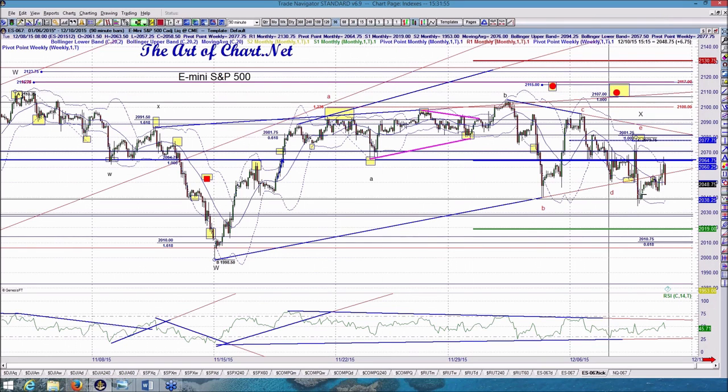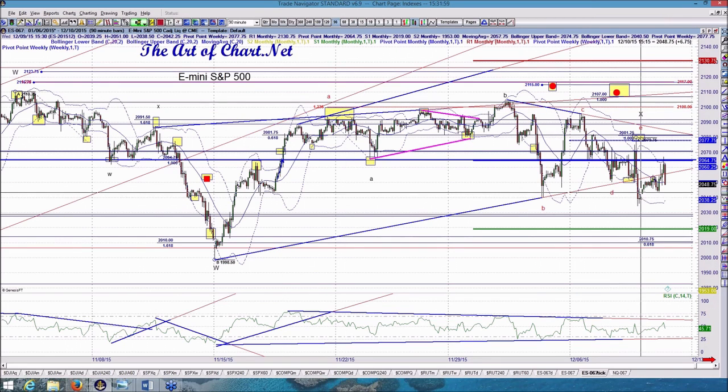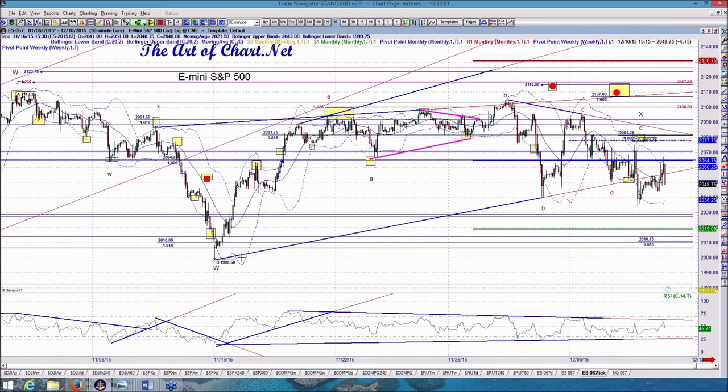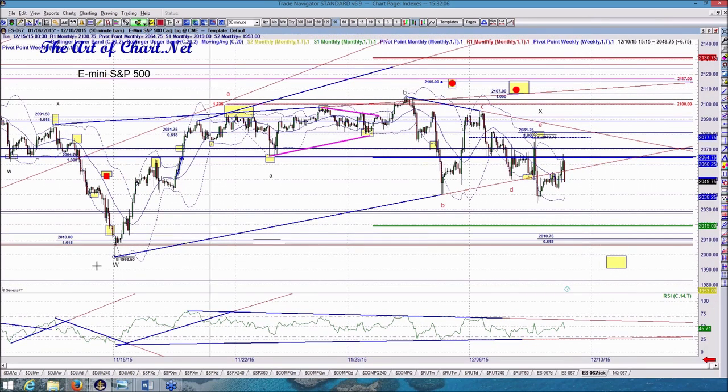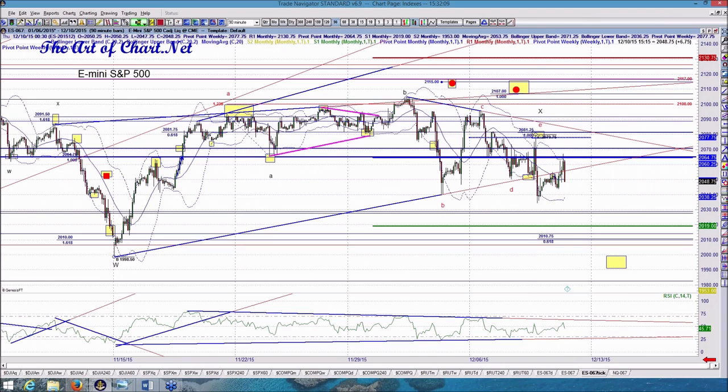It's actually turning into a triangle. The B wave position here is turning into a triangle, so we have an A, B, and we're going to get a C lower here. So the X wave here is being formed in a triangle.